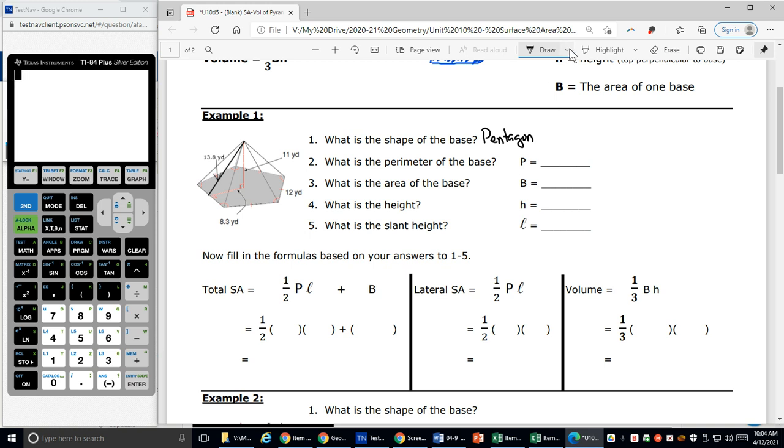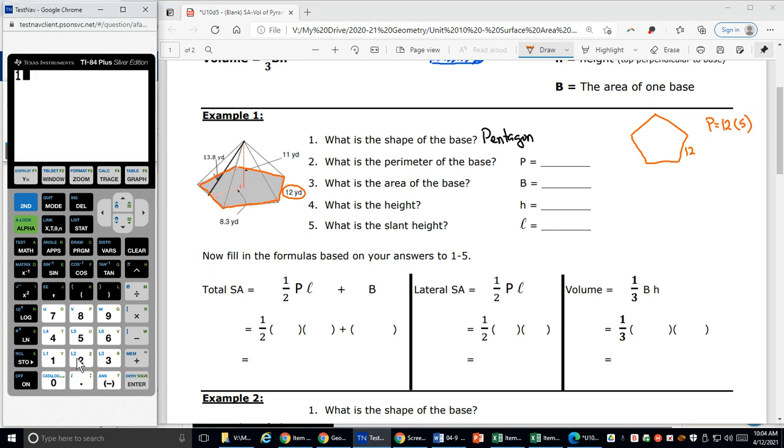Okay, so then I want to know, what is the perimeter of the base? I know each side of this base, I can see they all have tick marks on them, and they say they are 12 yards. So on my pentagon, I just re-sketch it over here. If all my sides are 12, then my perimeter is going to be 12, and there are 5 sides, so 12 times 5, which is 60. My perimeter here then is 60.